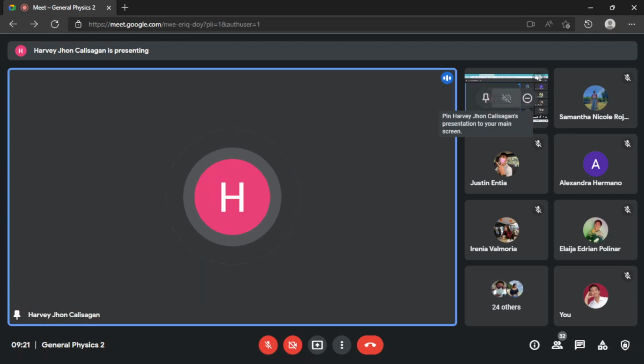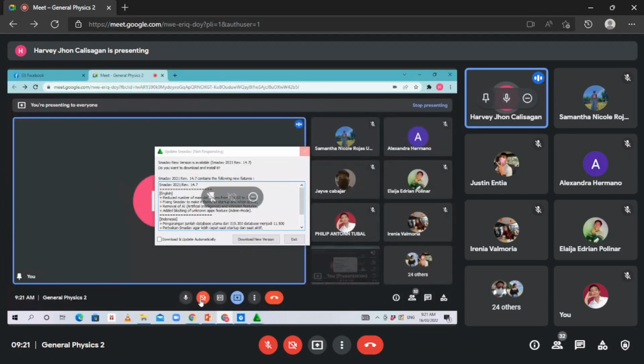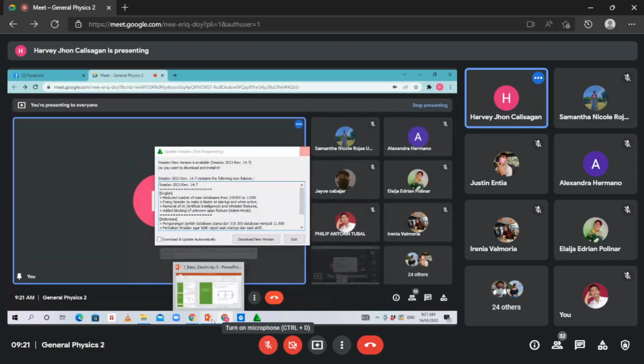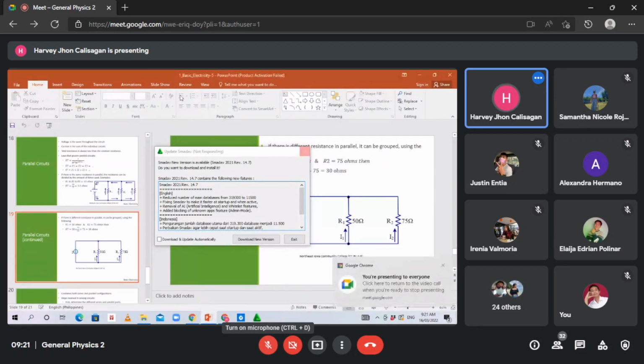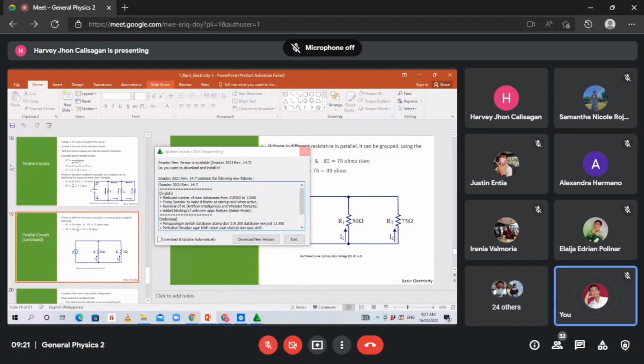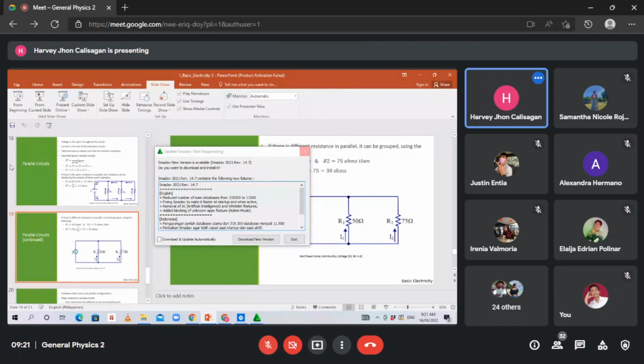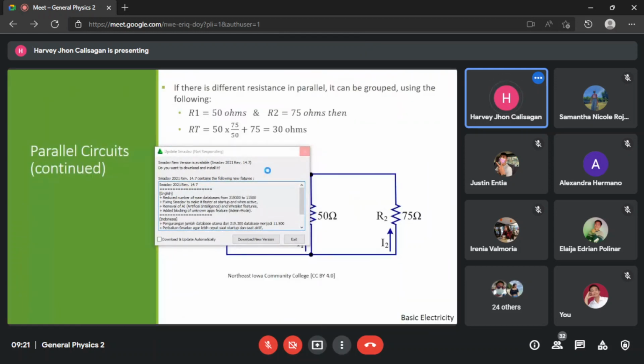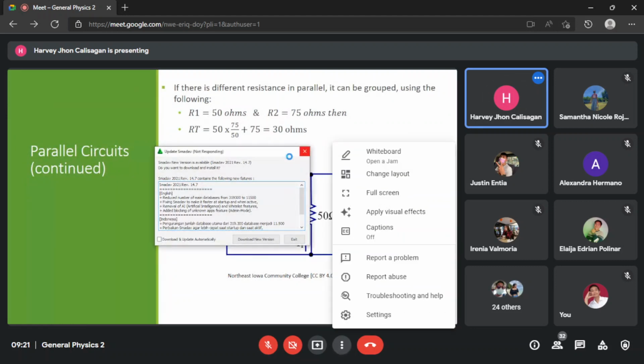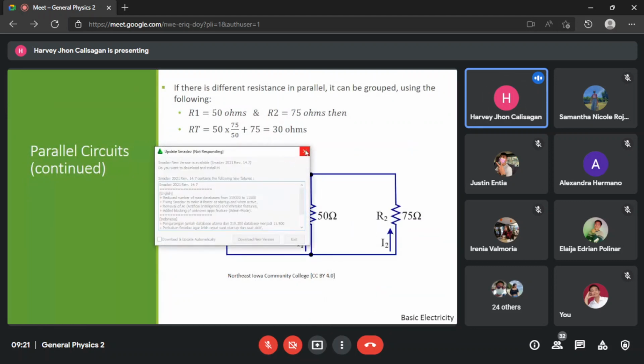Okay, let's continue our discussion. Any question about calculating the parallel circuit? So far, let's move on to the next one. We're done discussing the series parallel, no?